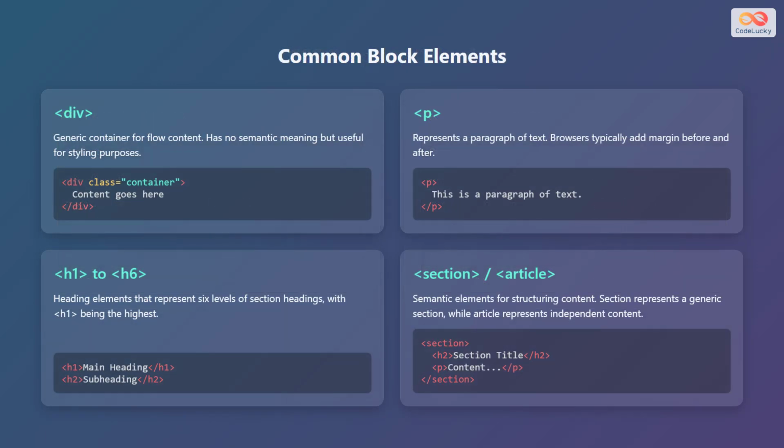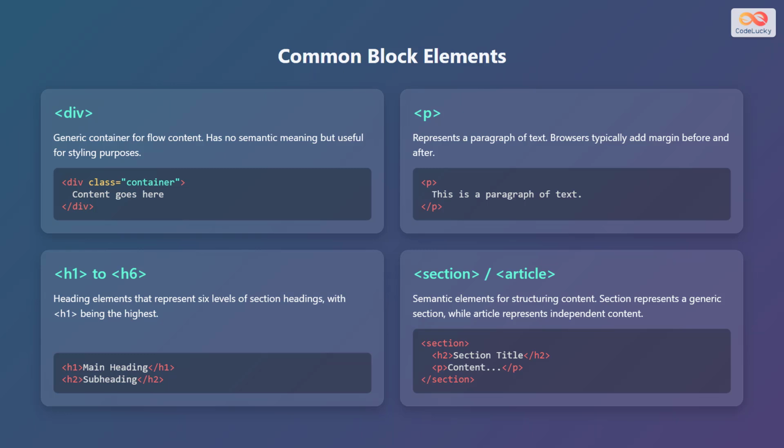Let's take a look at some common block elements you'll encounter in HTML. The div element is a generic container for flow content. It has no specific semantic meaning, but is useful for styling purposes. The p element represents a paragraph of text. Browsers typically add a margin before and after paragraphs.